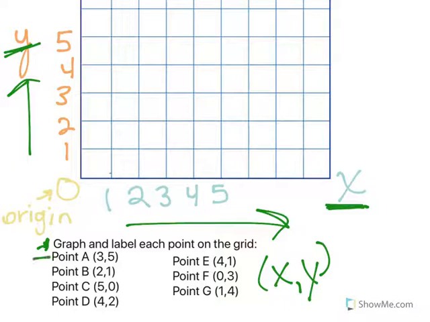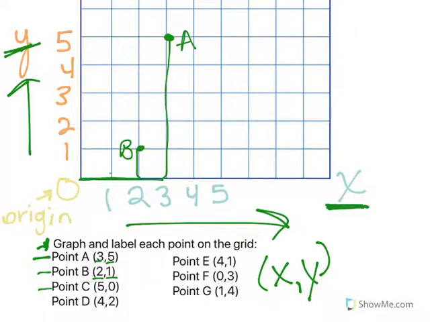All right, so when I go to plot point A, I see that my x-coordinate is 3 and my y-coordinate is 5. So that means I need to go to the right 3 on our x-axis, and then I need to go up 5 on my y-axis. And that right there is where I would plot point A. Again, when we go to plot point B, we need to recognize our x-coordinate is 2, and our y-coordinate is 1. So I go 2 to the right on my x-axis and 1 up on my y-axis, and that is where we plot point B.